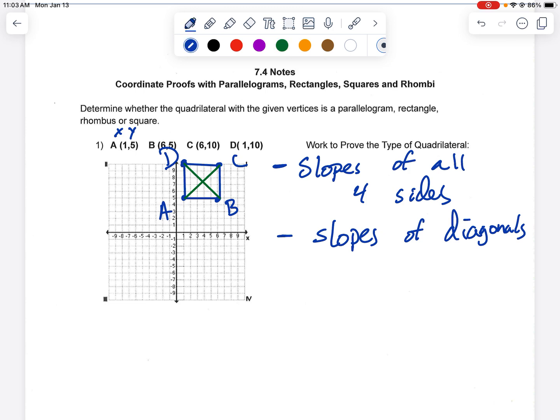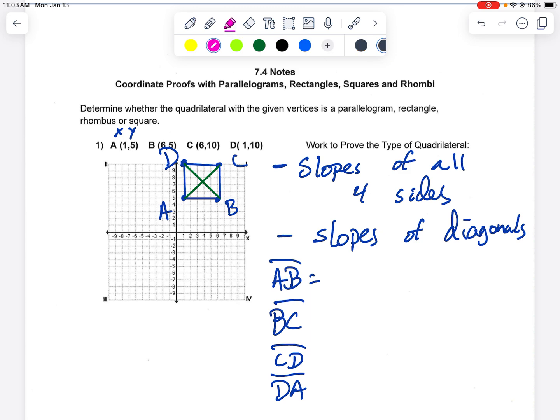Now, here's the deal, though. Because we gave you this nice coordinate plane, you don't have to use the slope formula. You can just count rise over run. You don't have to do y2 minus y1 over x2 minus x1. Just count. It'll make your life a lot easier, save you a ton of time. So I need to find the slope of AB. I need to find the slope of BC, CD, and DA. Now, I did that order on purpose.